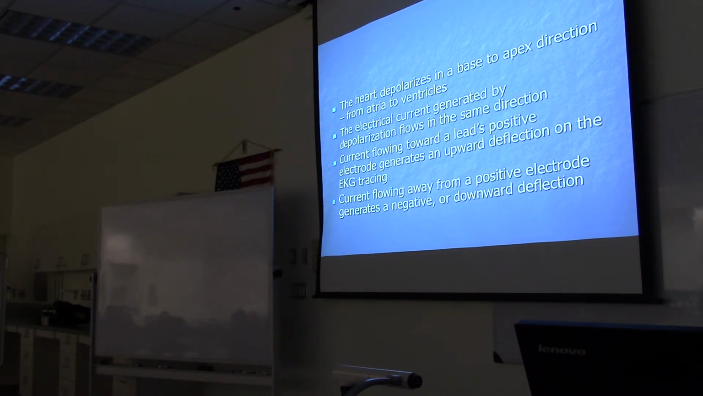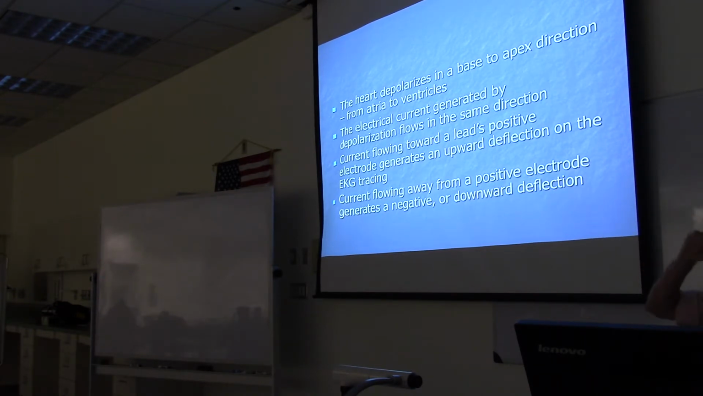So, current flowing toward a lead's positive electrode will generate an upward deflection on the EKG tracing. So when we see the ventricles depolarizing, we'll see the tracing going upward. As the negative to positive is moving towards that electrode, it'll make it go up. But if current is flowing away from a positive electrode, we're going to see it go down.